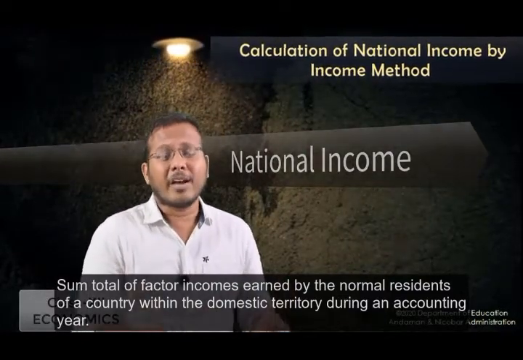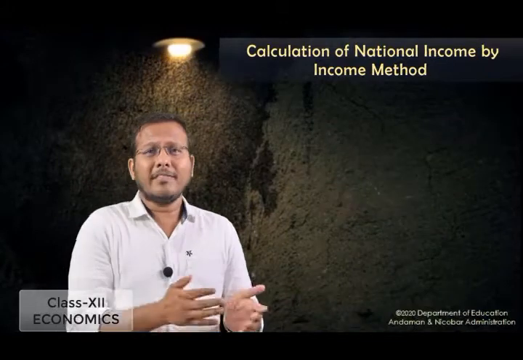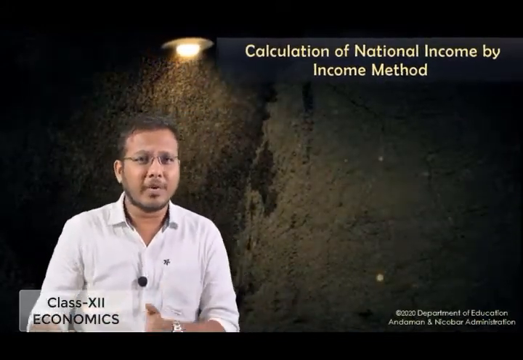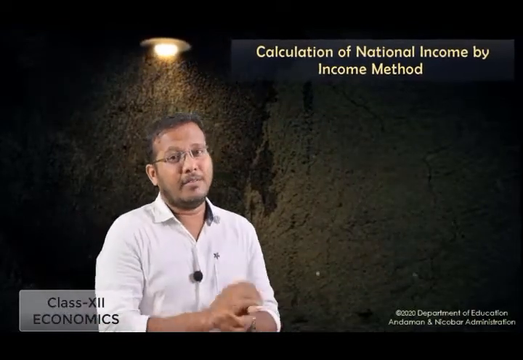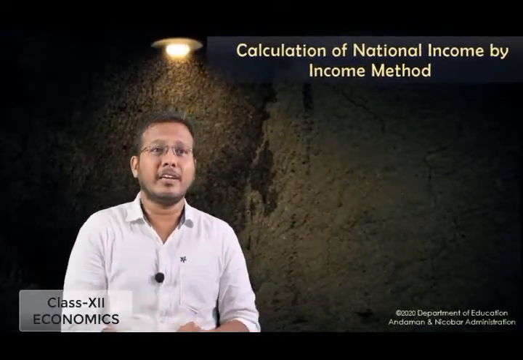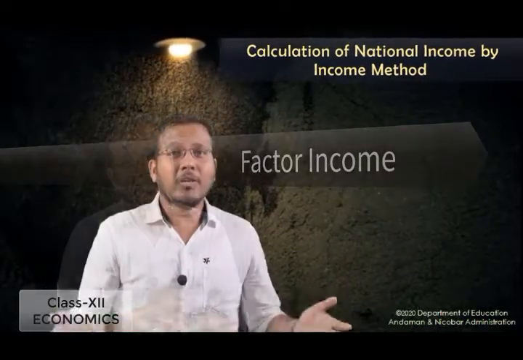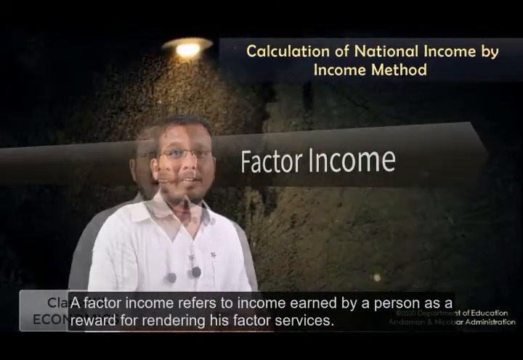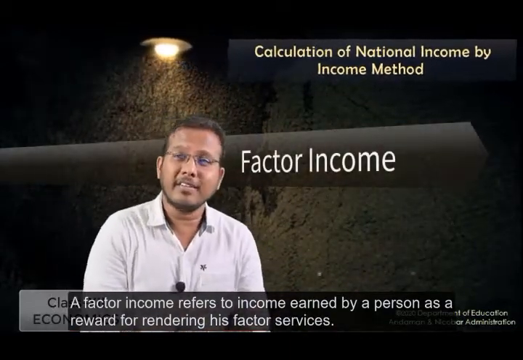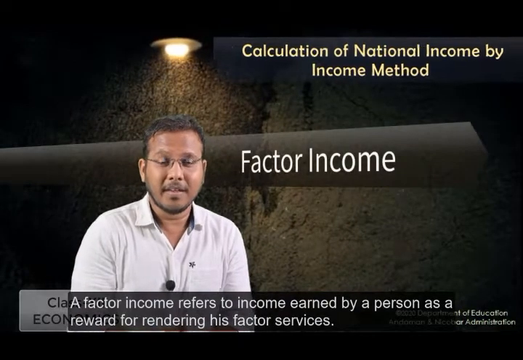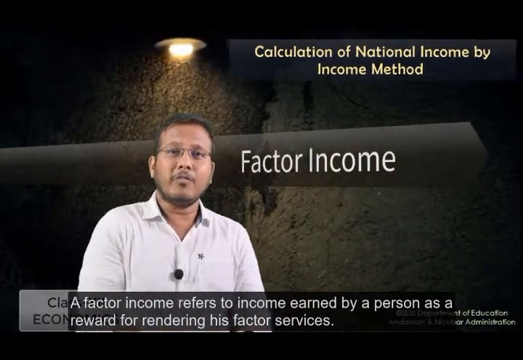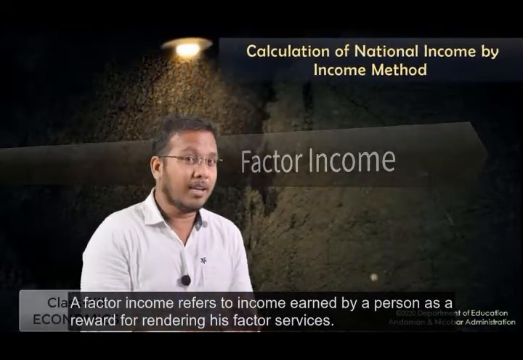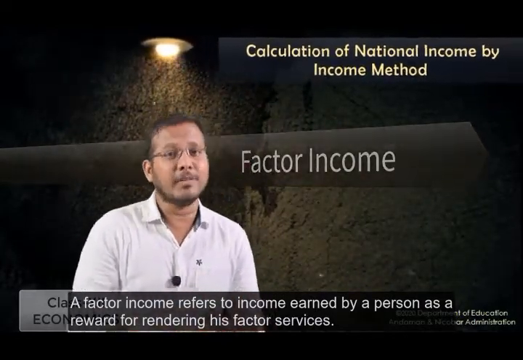Now, as I told you, the factor incomes are earned by the factors of production for rendering their factor services. Here we need to understand what we mean by factor income. The factor income is the income which is earned by all the factors of production as the reward for rendering their factor services. We have already read about the four factors of production. They are land, labor, capital and entrepreneurship.